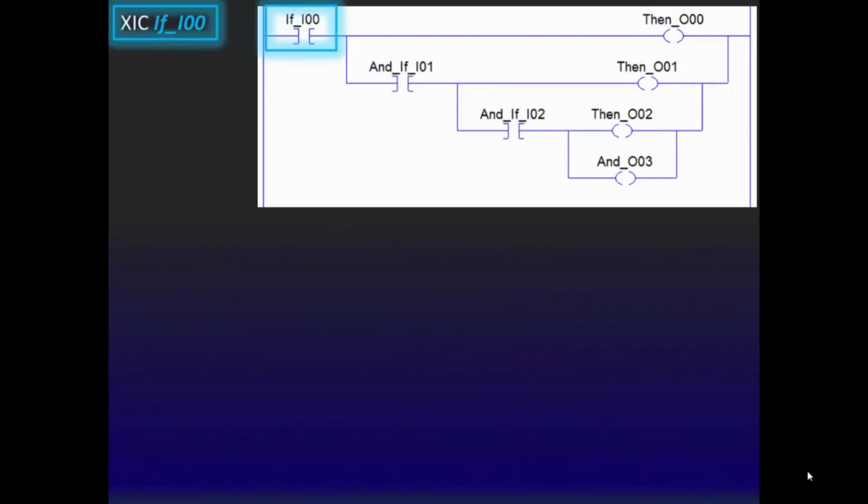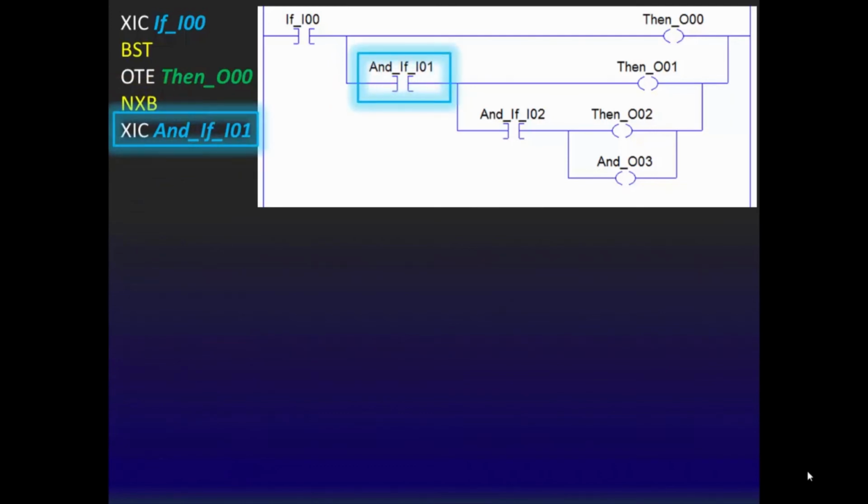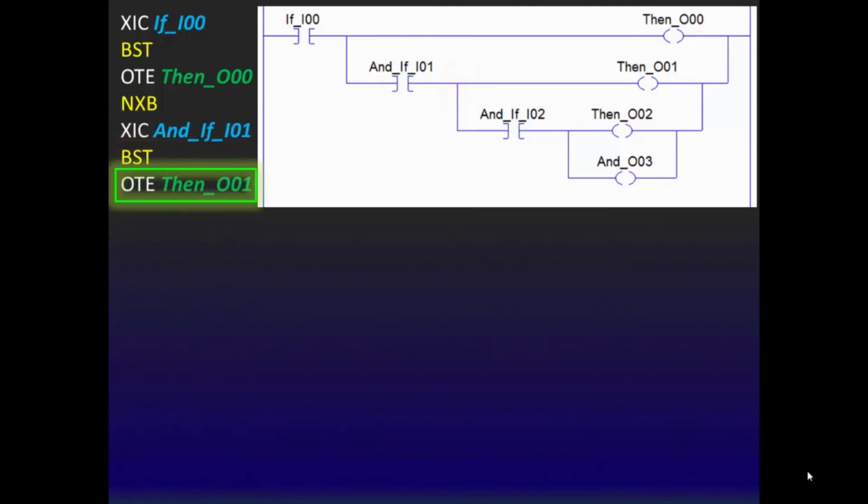Let's look at this rung. If I00, it's just a tag if_I00. So if I00 is true, branch start, then OTE output 00, next branch, so that would be an AND. If I01 is true, branch start, that implies an OR, then output 01, next branch.